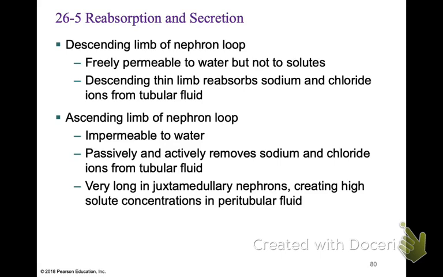In the descending limb, we can let water in or out, but solutes cannot easily leave. The descending thin limb is going to reabsorb sodium and chloride ions from the tubular fluid. The ascending limb, though, is impermeable to water, and it is very permeable to sodium and chloride, but only in one direction. And we're going to see that's even more exaggerated in the juxtamedullary nephrons.